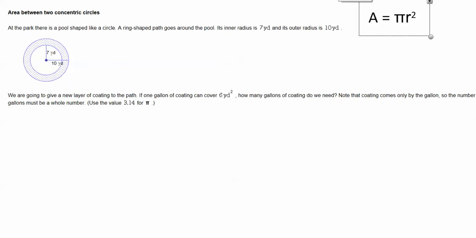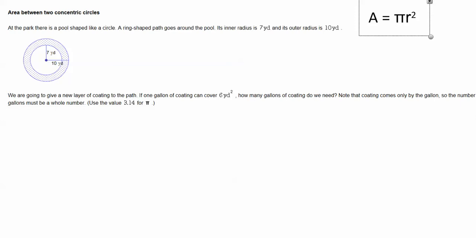In this video, we're going to be talking about the skill of finding the area between two concentric circles. These two concentric circles, one circle inside of the other, we're needing to find the area between the two of them, which in the picture is represented by the shaded part.